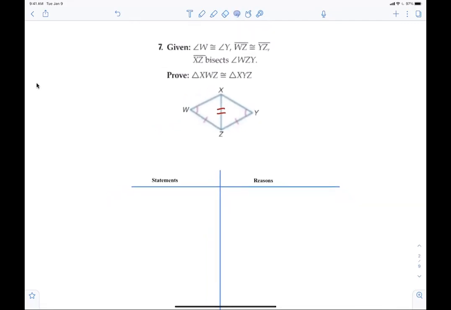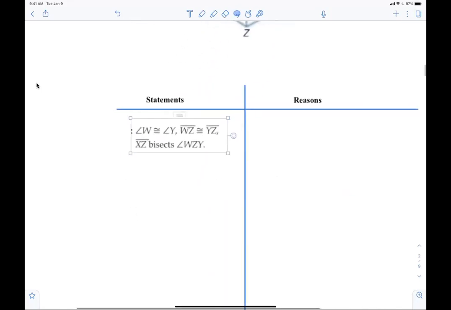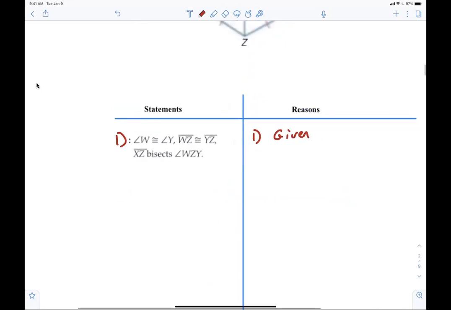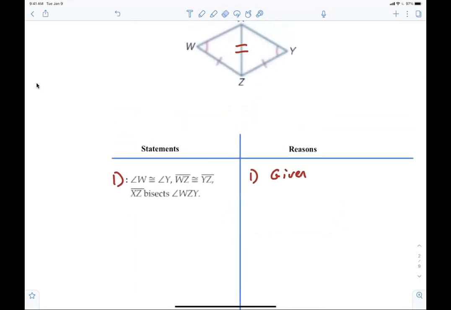So here we go. I'm going to put all this down, the given. I like just putting in one step down here. And then the next thing I am trying to remind you is put step one, given, and then use the given and mark the figure. I should have eliminated those marks. Angle W is congruent to angle Y, so I'm just going to go ahead and remark that. And WZ is congruent to YZ.